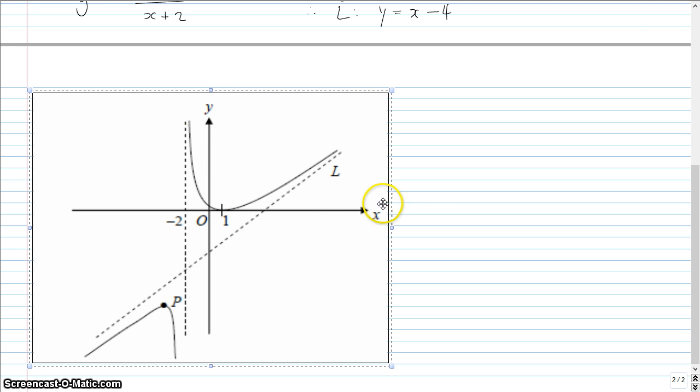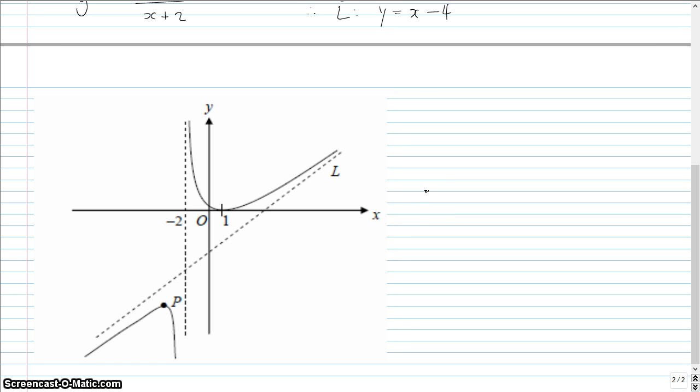Part 4 asks us to copy this sketch and then draw a sketch of the curve x squared plus y squared is equal to 16, or in other words, x squared plus y squared is equal to 4 squared. We know that this is the equation for a circle with radius 4. So what's that going to look like?